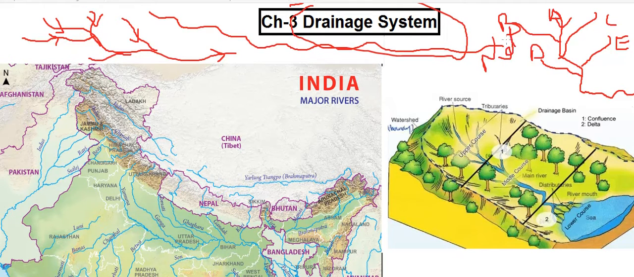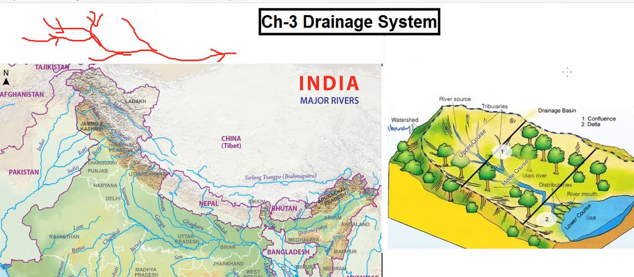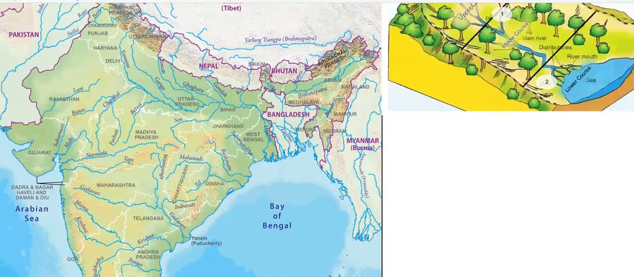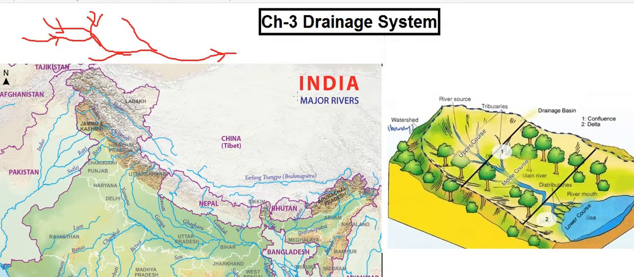So when we are talking about a network, then the network of such channels is called the drainage system. Like Ganga is a river, it has a drainage system. Why? Because many rivers in the form of tributaries join the Ganga. So we will see that in detail with the help of this diagram of the major rivers of India.